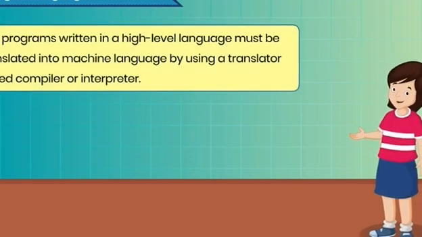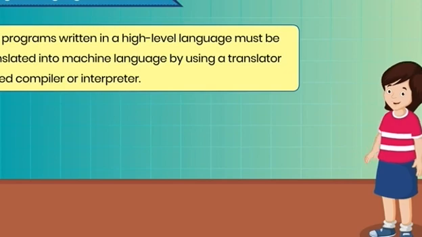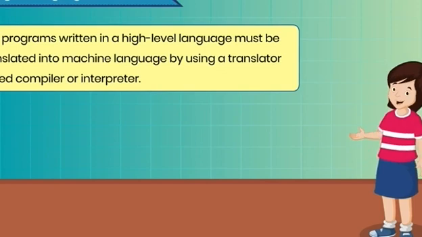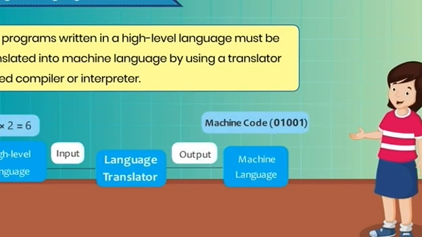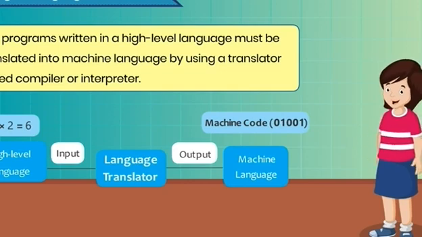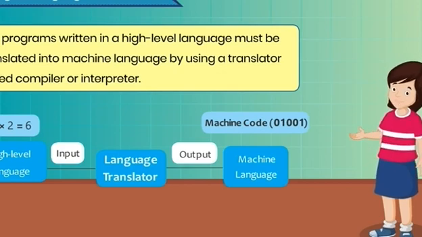Working of language translators. The programs written in a high-level language must be translated into machine language by using a translator called compiler or interpreter. 3 multiplied by 2 is equal to 6. That's a high-level language input. Language translator is used, which gives the output, that is the machine code 0100.